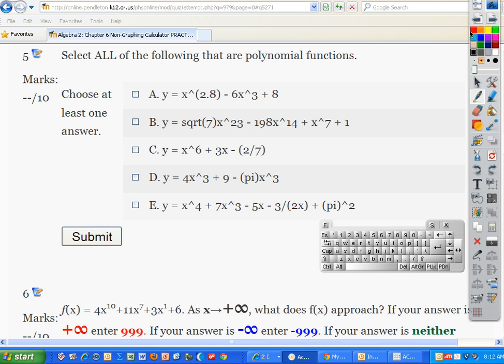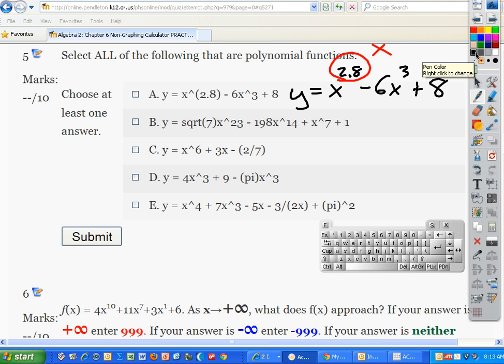So this first one we get y equals x to the 2.8 minus 6x cubed plus 8. Is that a polynomial? What's wrong with that one? Ah, it has a decimal power. That's no good, right? No good. Okay. Next one.